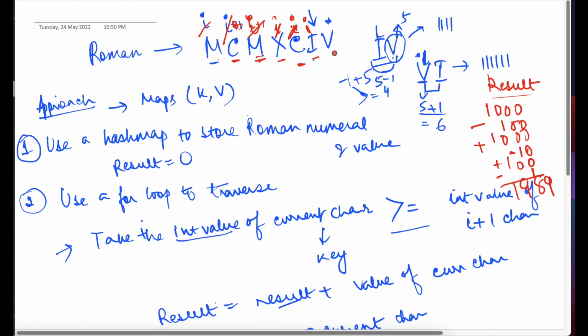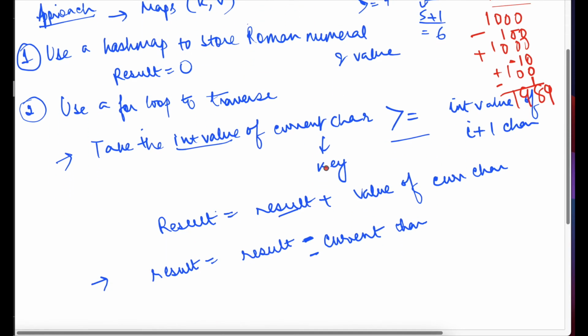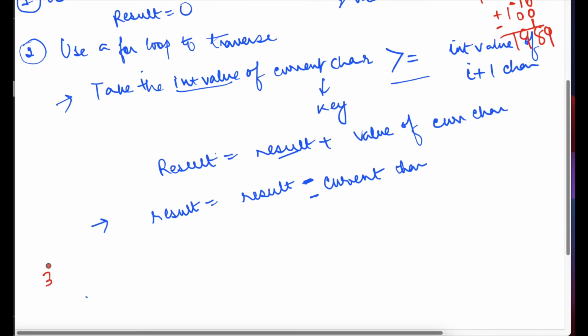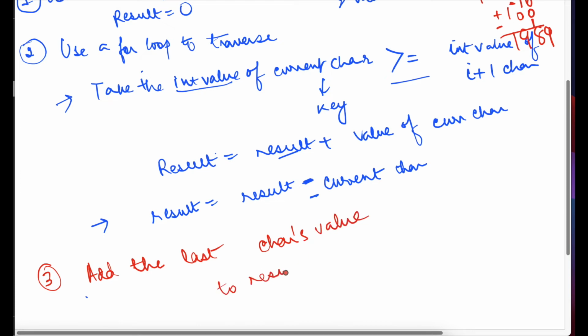Okay, now what do we do about the last character? Every time you are going to only go till the second last character. So here, after we are done with traversal of the for loop, before returning the result, we have to add the last character's value to result and then return result.